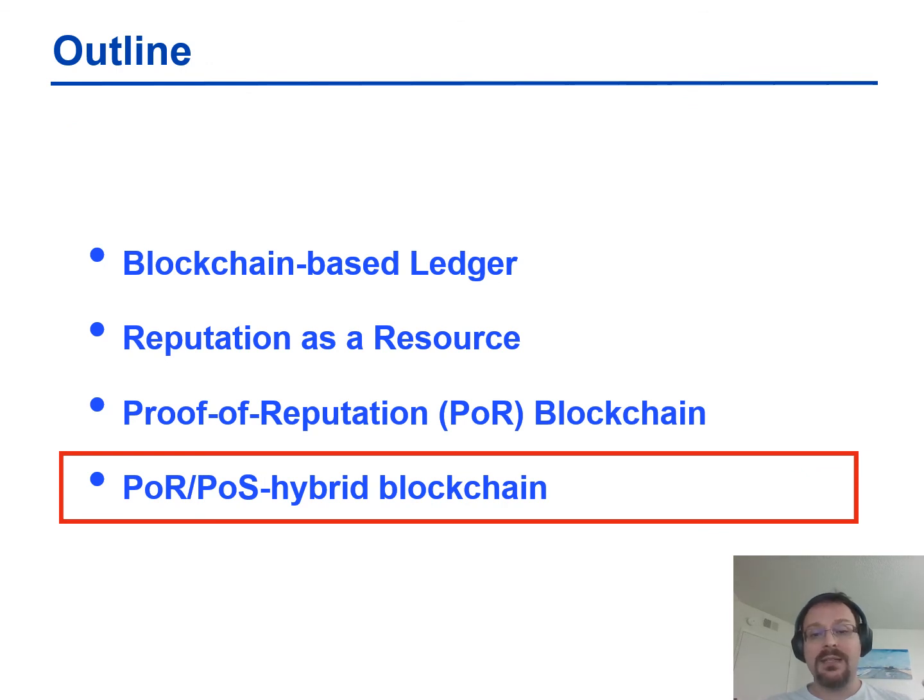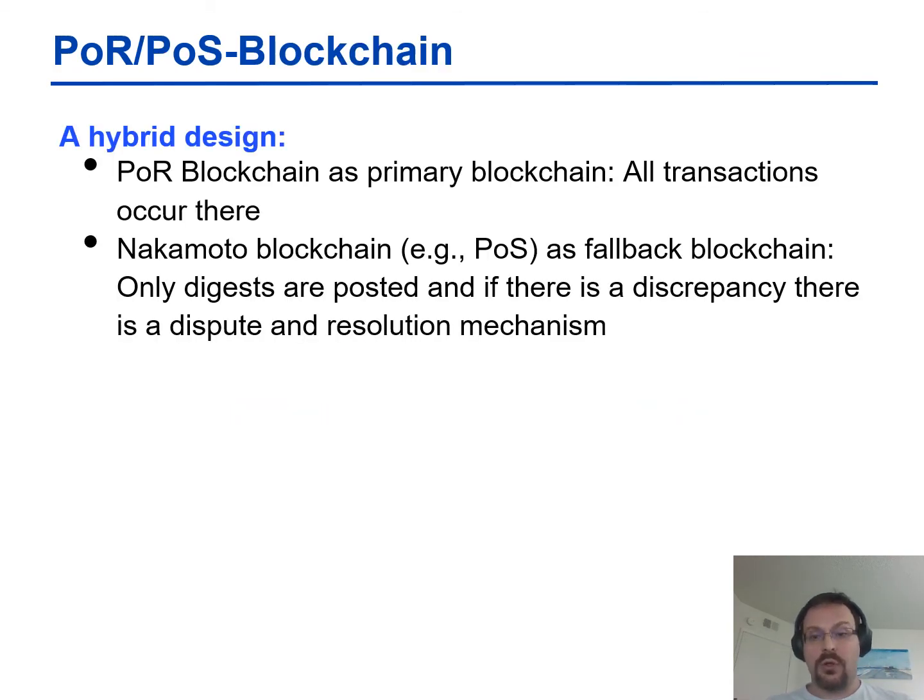We address it by devising a hybrid design that uses proof of reputation as a primary blockchain. So it harvests all the nice properties from reputation, but to make sure that our reputation estimate doesn't create security issues, it also operates in parallel a secondary Nakamoto style blockchain that's based on a different assumption, for example, proof of stake. Importantly, on the secondary blockchain, we only post digests from the primary blockchain, no transactions or anything. So this is a very lightweight use of the secondary blockchain.